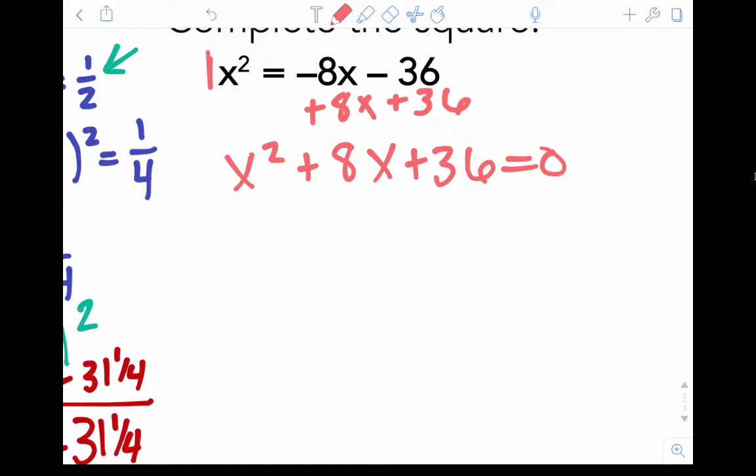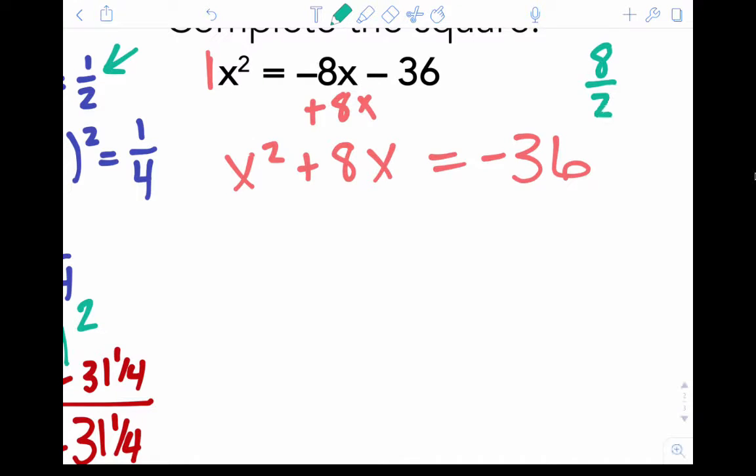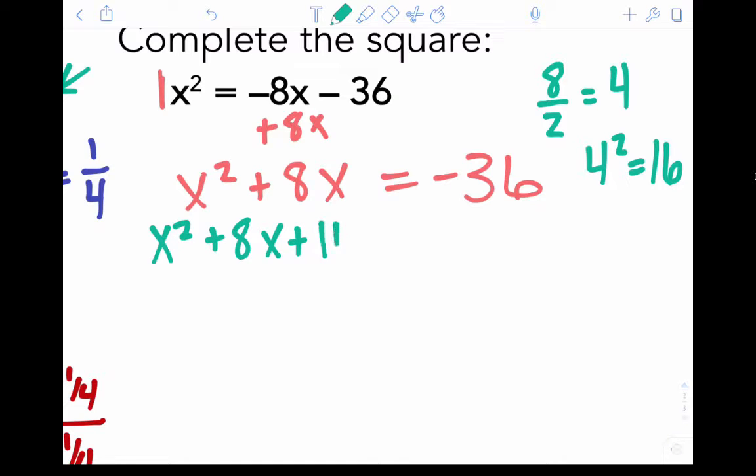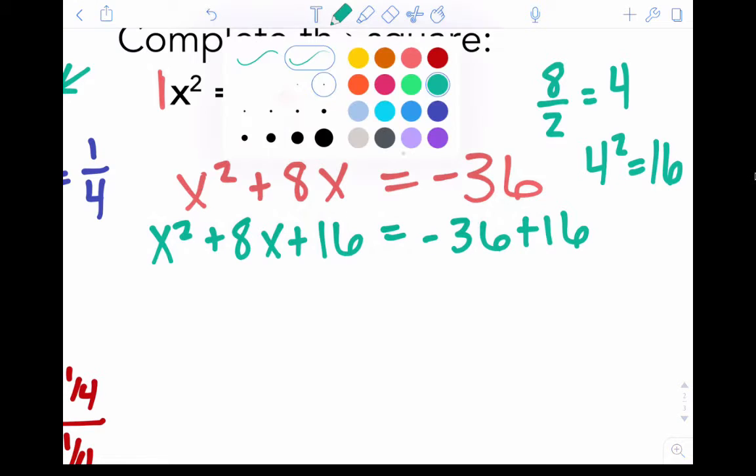Well, to complete the square, I'm going to have to subtract 36 from both sides. So what I could have done is just move the 8x over and left it equal to negative 36. Because now my step is to complete the square. So I'm going to take 8 divided by 2, which is 4. And then I'm going to take 4 squared, which is 16. So I have x squared plus 8x plus 16, and that's equal to negative 36 plus 16. I cannot forget to add that number.